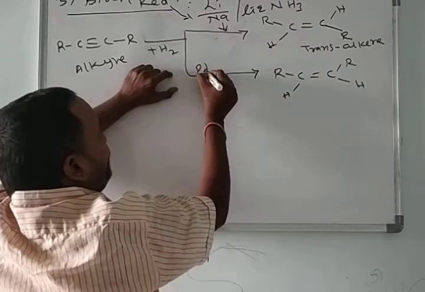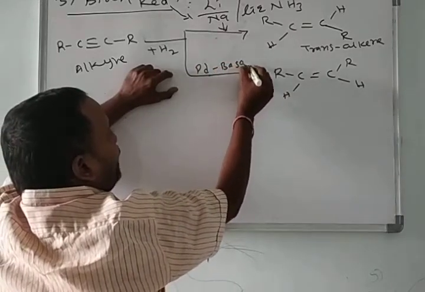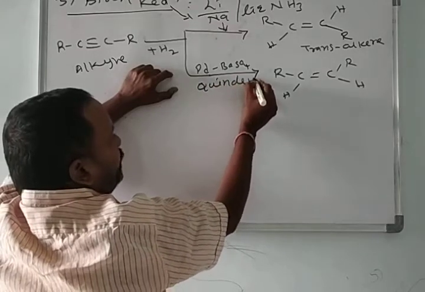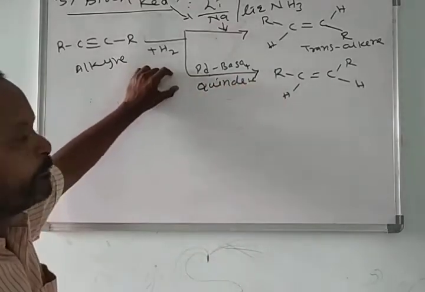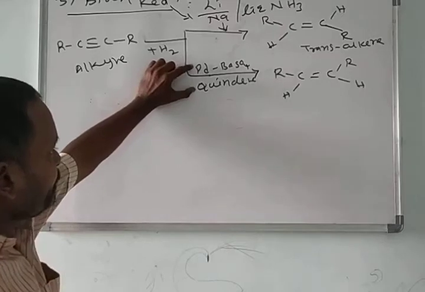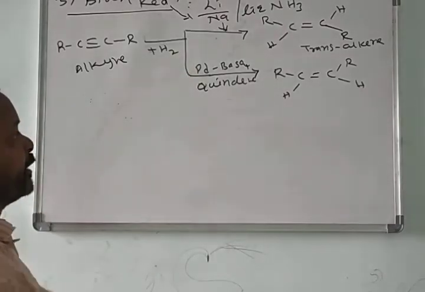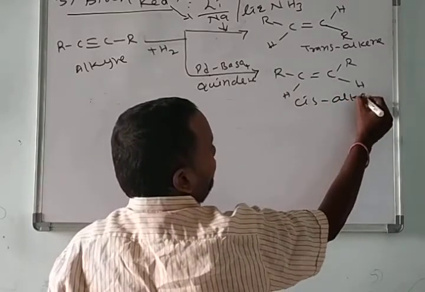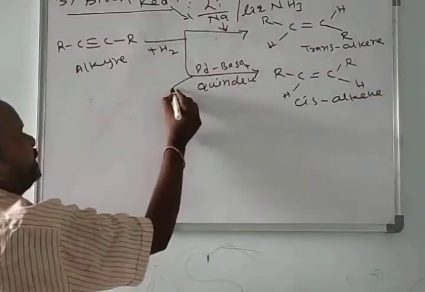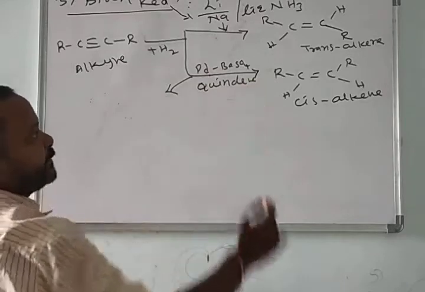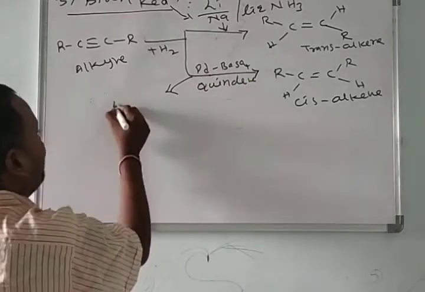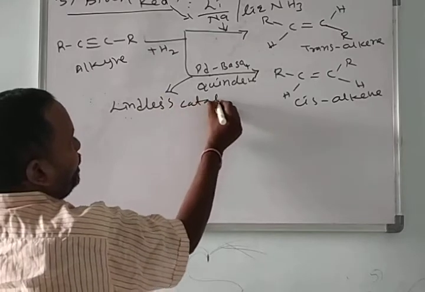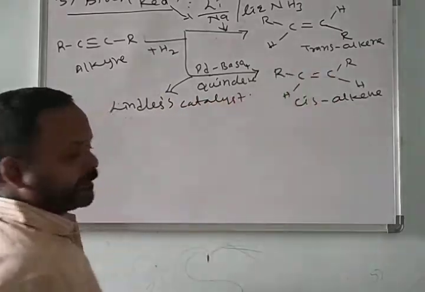In the presence of palladium, barium sulfate, and quinoline. Quinoline is one of the important molecules. Okay, here palladium, barium sulfate, quinoline. In the presence of this one, we'll get here cis alkene. Okay, cis alkene. This palladium, barium sulfate, quinoline mixture we called as Lindlar's catalyst.